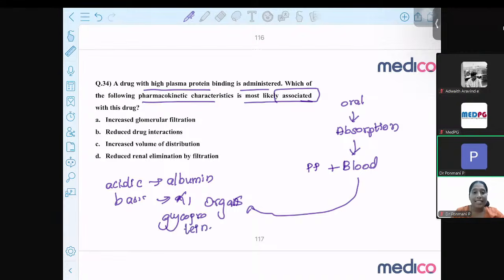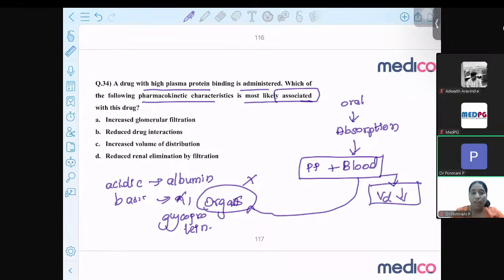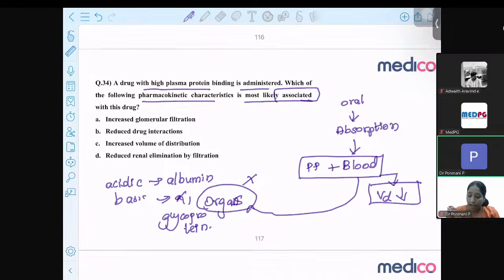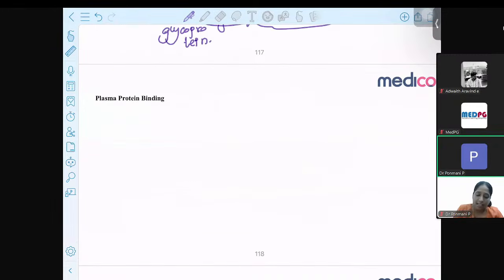Okay, so this is the dictum. What happens if a drug is bound to the plasma protein? It means that it will not reach the organs. That means the volume of distribution of the drug will be very low. When the volume of distribution of the drug is very low, what happens? It gets confined into the blood alone. Okay, and one more dangerous thing is, plasma protein binding decreases the volume of distribution of a drug.